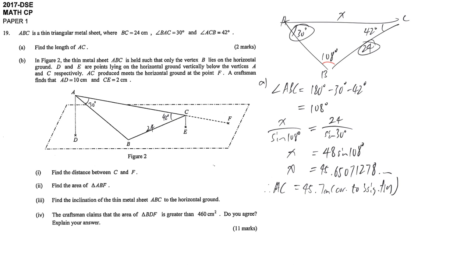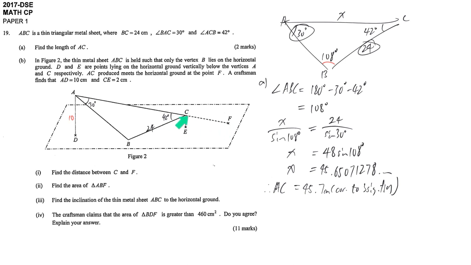After that, they say that we hold ABC like the figure, such that only vertex B touches the horizontal ground, and A and C are held above the ground. D and E are the points on the horizontal ground vertically below, which means D is the projection of A, and E is the projection of C also. After that, they say AD is 10 cm, CE is 2, and we have to find the distance between C and F.